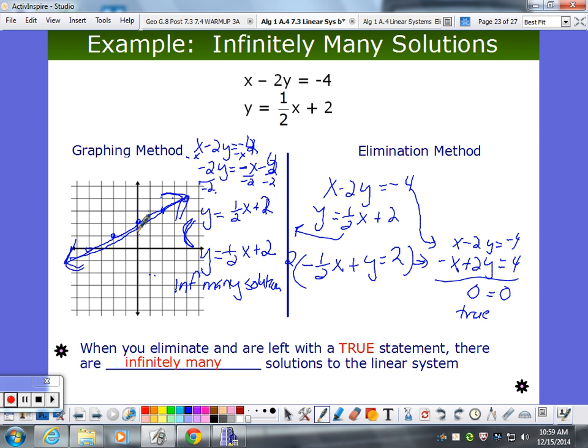So like a solution might be 0, 2. Another solution might be 2, 3. But there are an infinite number of points on that line. That's why there's infinitely many solutions.